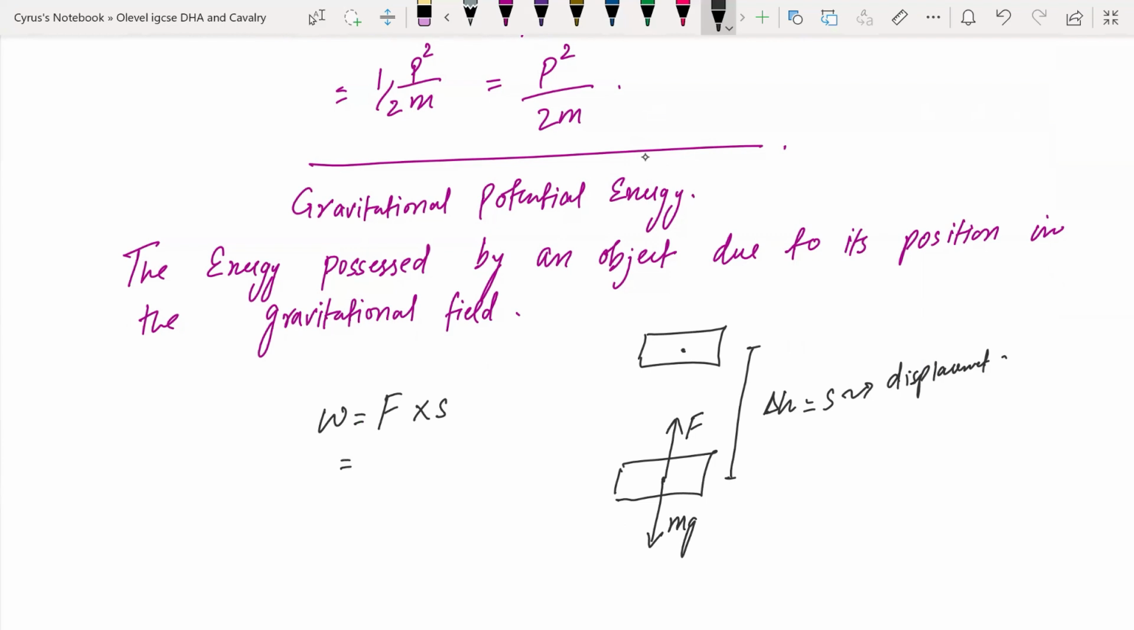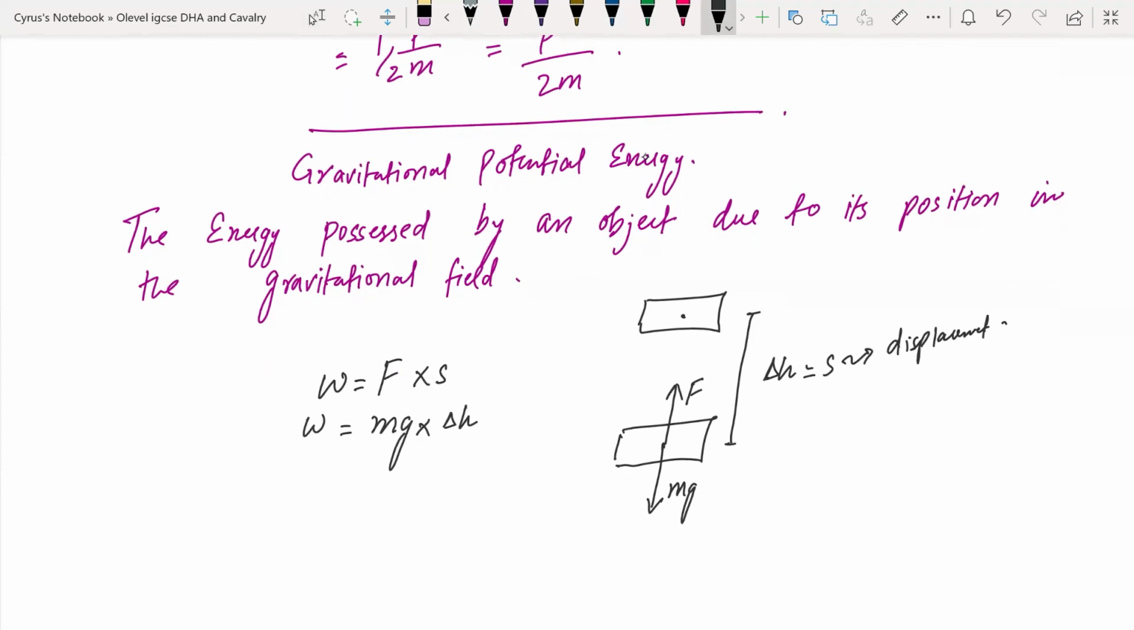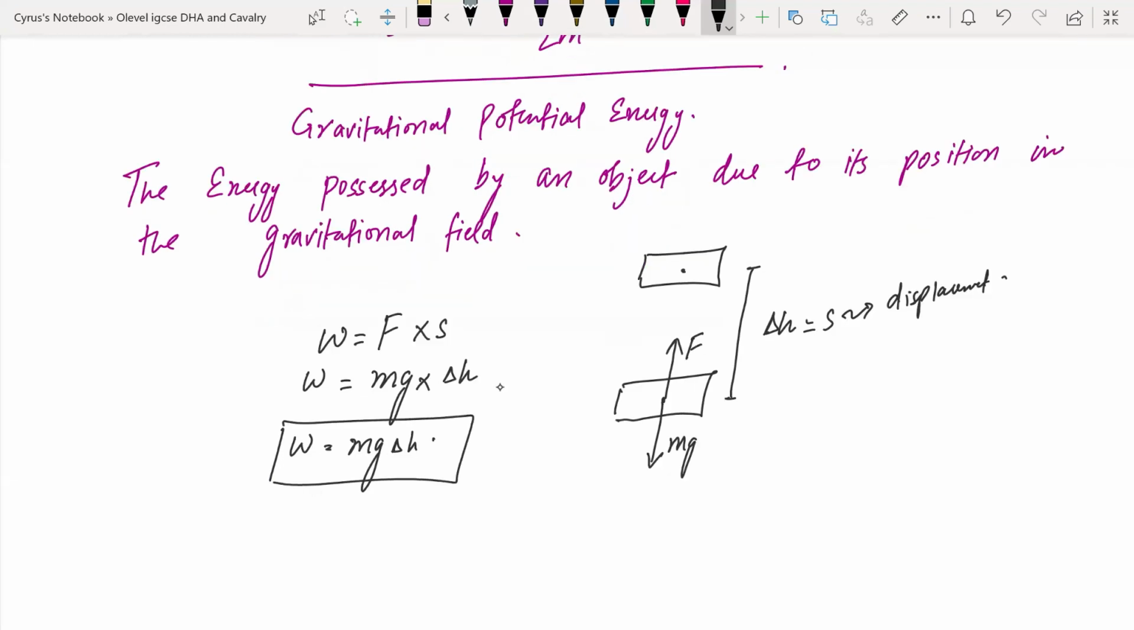अच्छा, ये force किसकी equal है? mg के. और displacement किसकी equal है? H या delta H. So this is the work done, and this work done is equal to mg delta H. This is the work done against gravity. This is known as gravitational potential energy. This is mg delta H, right? We call this the work done.